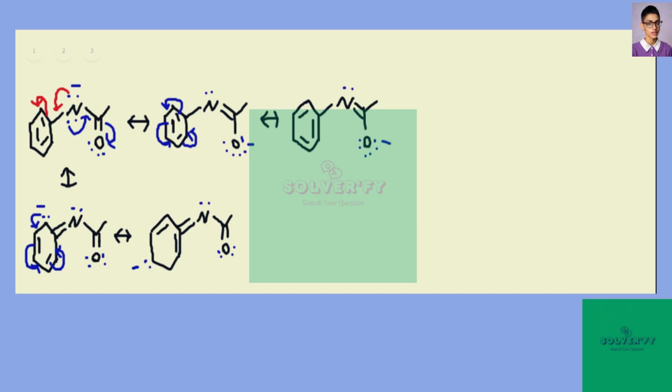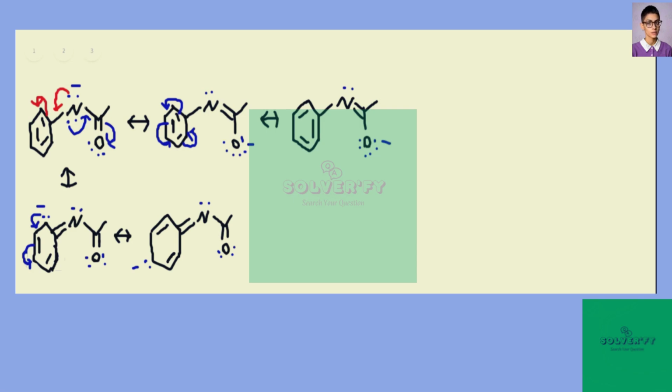Oh, wait. Oh, so that's what I did. I drew too many arrows at once. So rather than do that, these electrons should be going to this carbon. And that other double bond is going to be unaffected. So this is what we would get for this resonance structure.